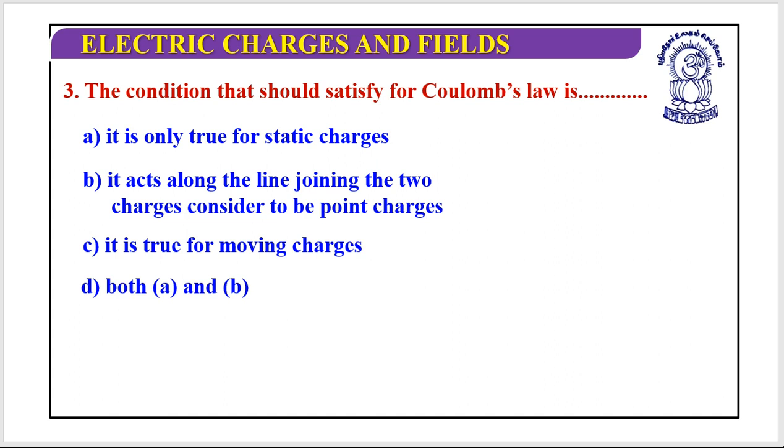Next, the condition that should be satisfied for Coulomb's law is, look at the options, go through them and think. A: It is only true for static charges. B: It acts along the line joining the two charges considered to be point charges. C: It is true for moving charges. And option D: both A and B. Think. Take your time. Take 20 seconds and rethink. Can you do it? Are you able to solve it?